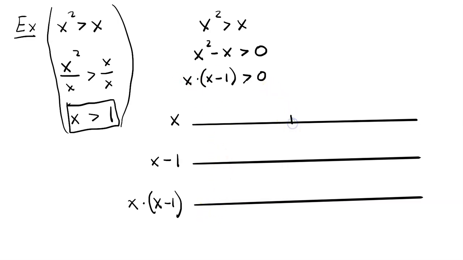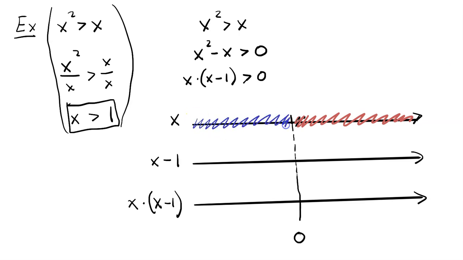Let us put 0 here. So here we have 0. So these are number lines really. Okay, for what values of x is x positive? Yeah, seems like a silly question. It's of course here. Here x is positive, and here x is negative, and in between here it's 0.